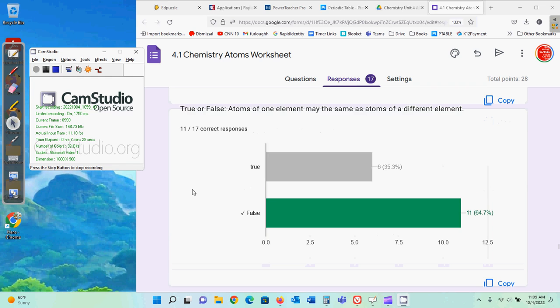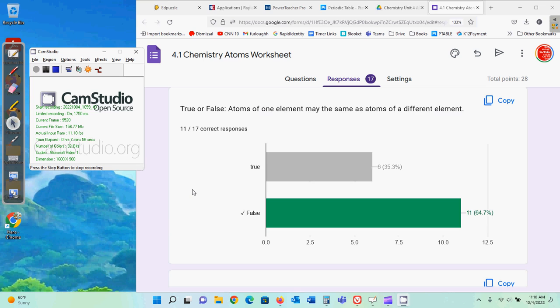False. Definitely false. Atoms of one element are not the same as the atoms of a different element. Because if they were, they would all be the same element. Okay? Iron is not the same as oxygen. Chlorine is not the same as francium. They're different elements, and they have different atoms.